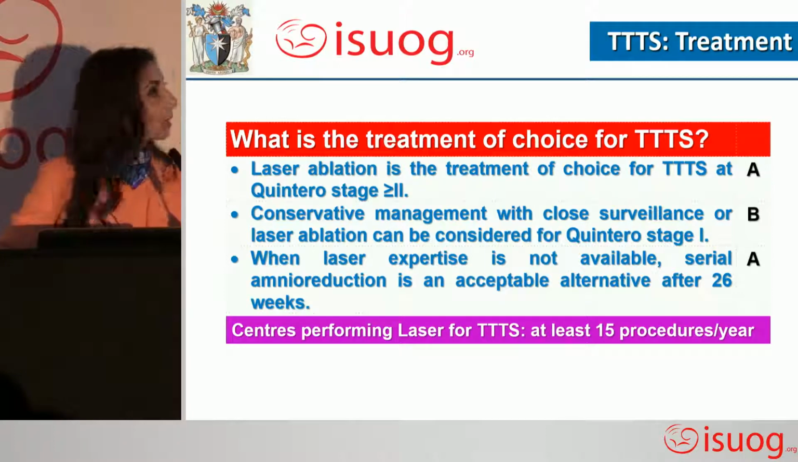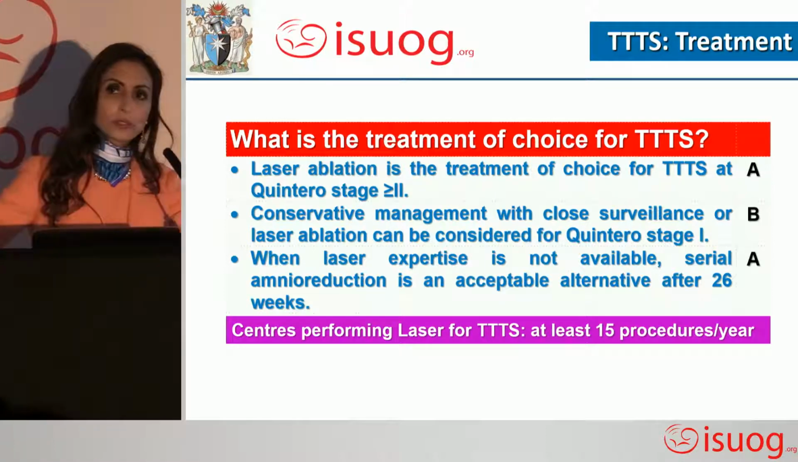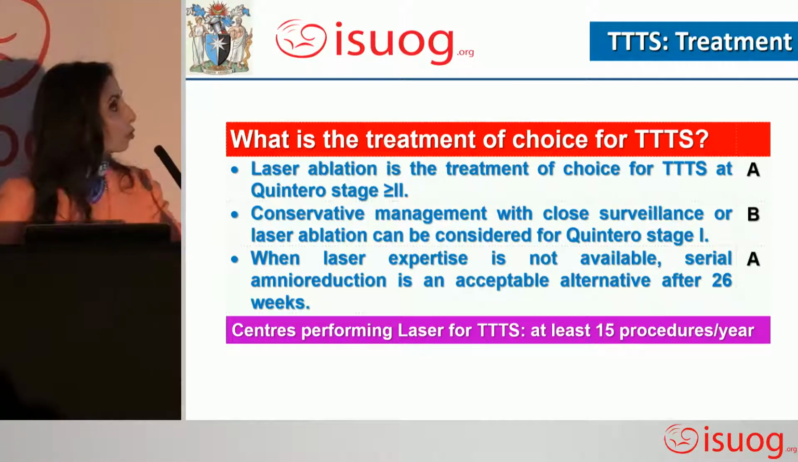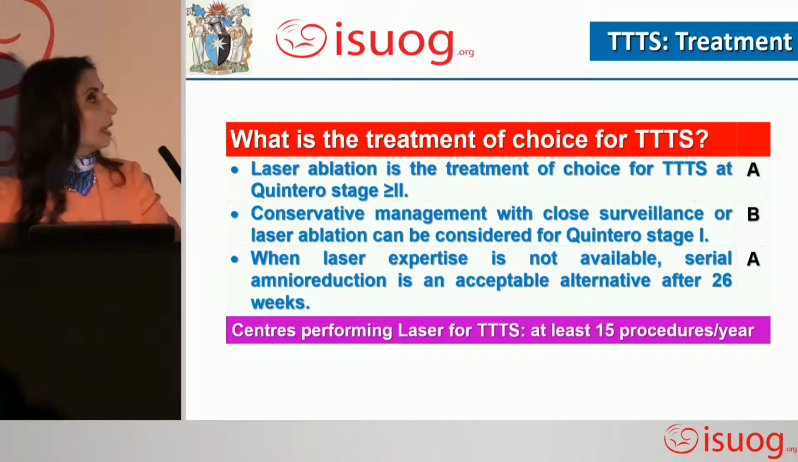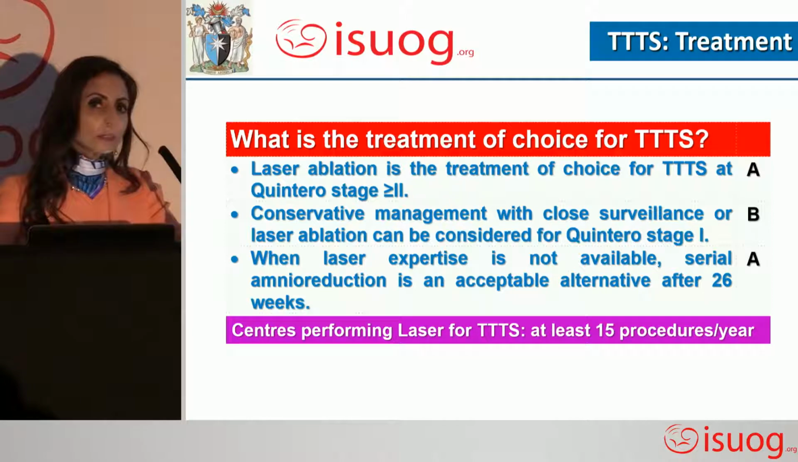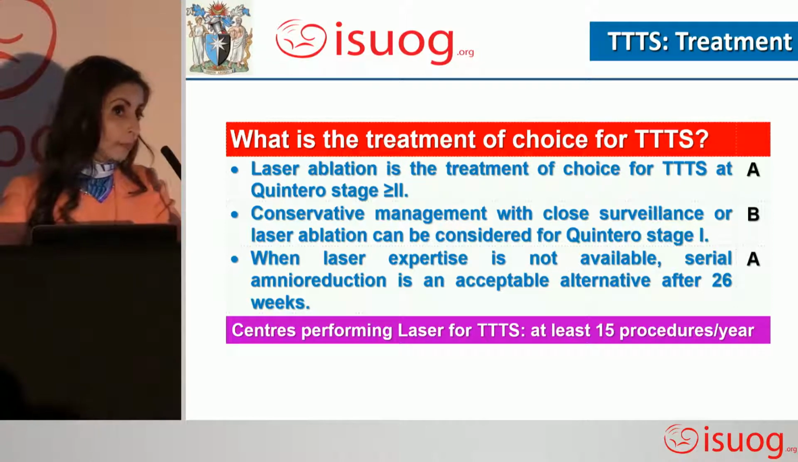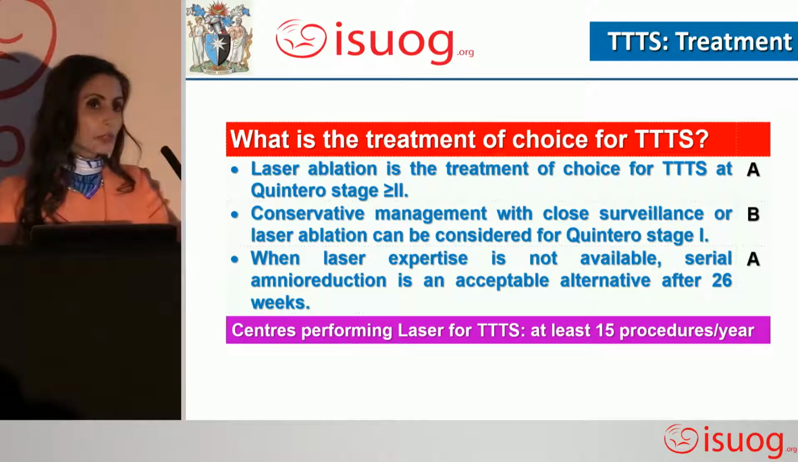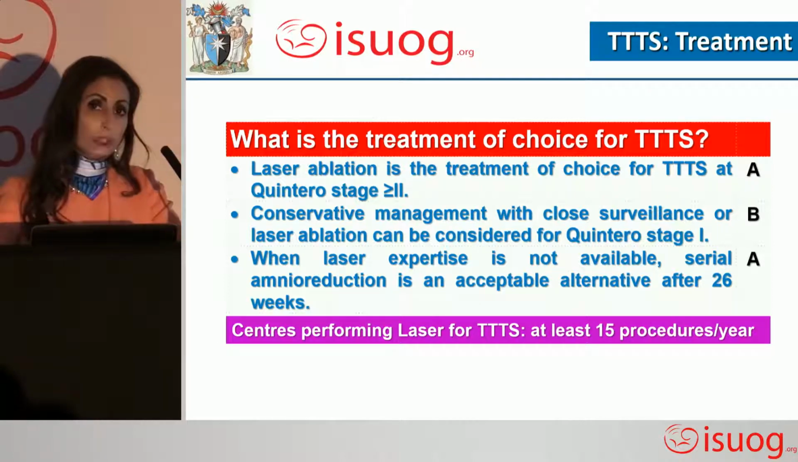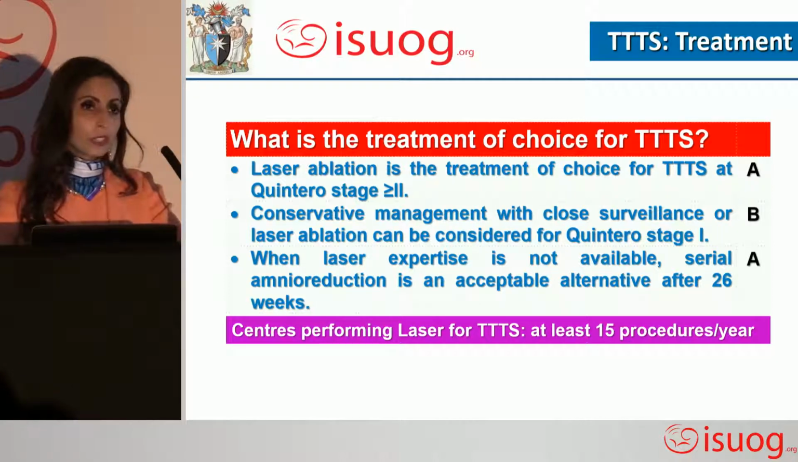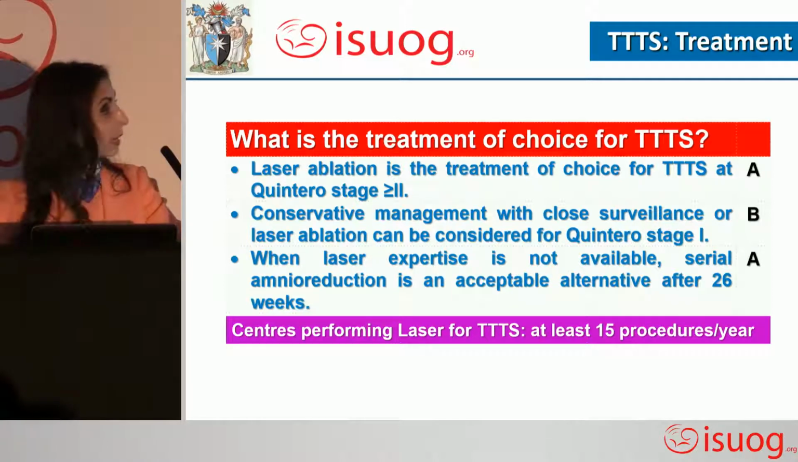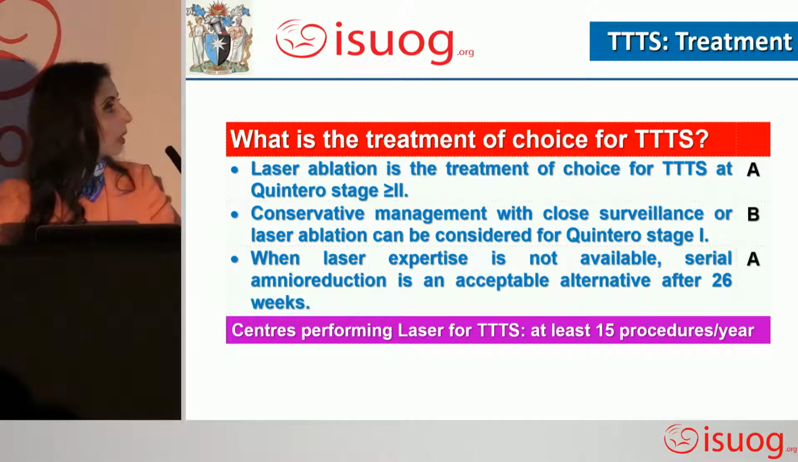So back to the ISUOG guideline, we said what's the treatment of choice for TTTS? Well, for stage 2 or higher it would be the laser surgery. For stage 1 that's not symptomatic and has no short cervix, it is okay to do expectant management and monitor, because there is no clear evidence from randomized controlled trials of superiority of the laser over expectant management.